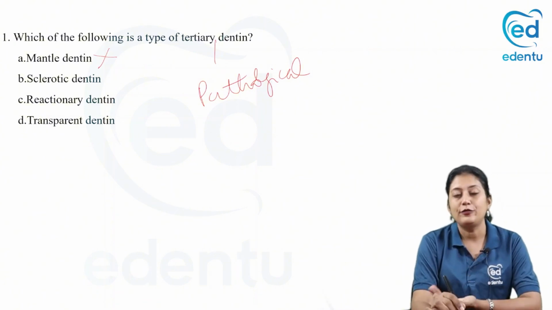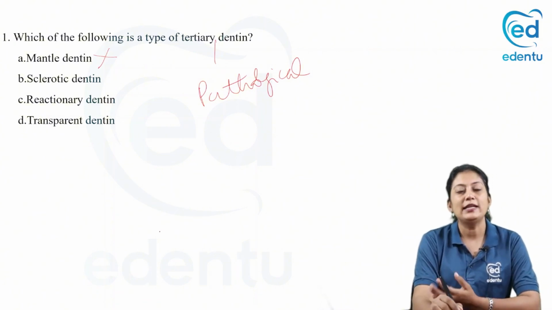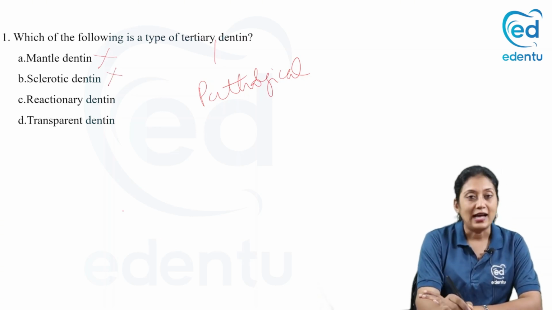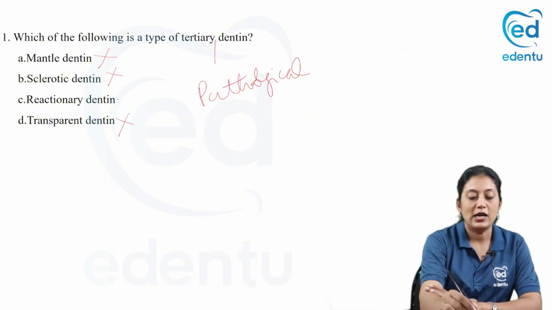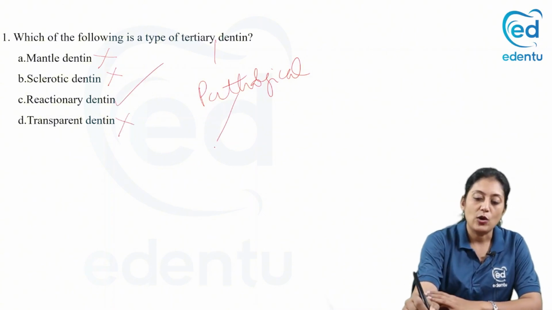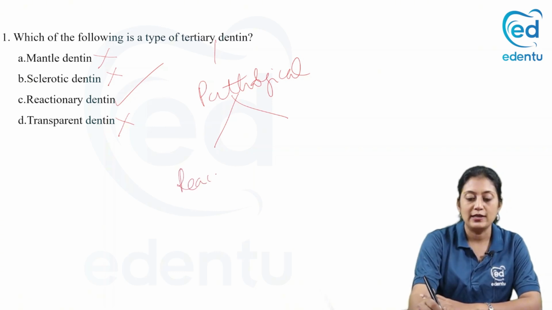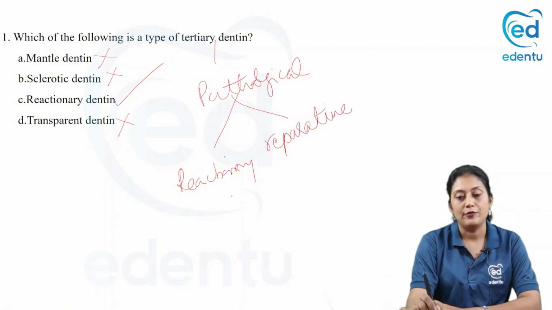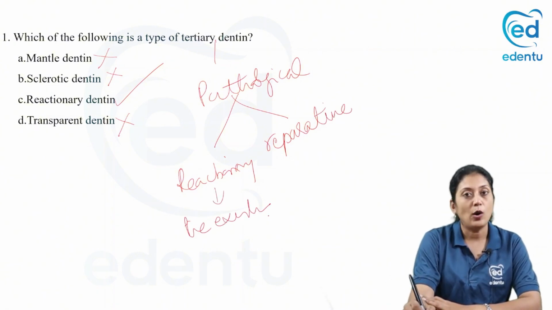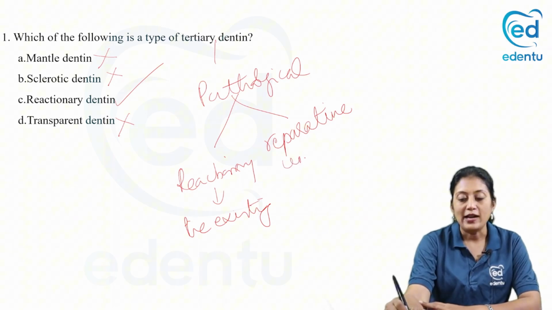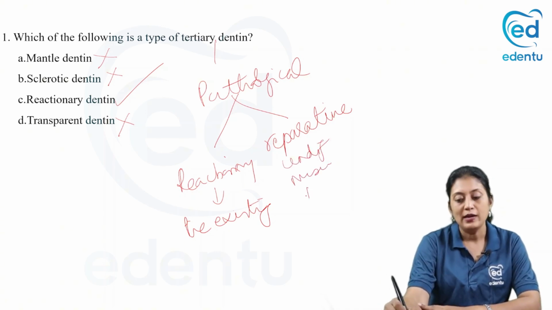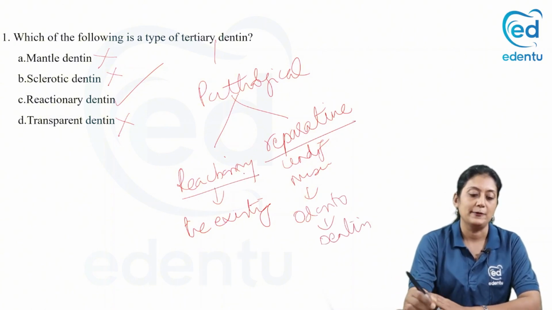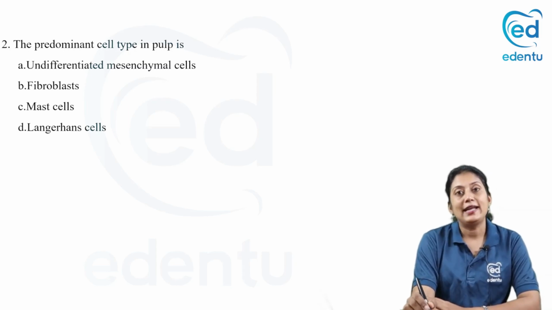Sclerotic dentin is a totally different type of dentin, in which dense minerals are deposited within the dentin tubules. That is also not the option. The other name for sclerotic dentin is transparent dentin. So the option left is reactionary dentin. There are two types of tertiary dentin, reactionary dentin and reparative dentin. If the dentin is formed from a pre-existing odontoblast, then you call that a reactionary dentin, whereas if the undifferentiated mesenchymal cells of the pulp differentiate to odontoblasts and they form dentin, then that is called a reparative dentin.